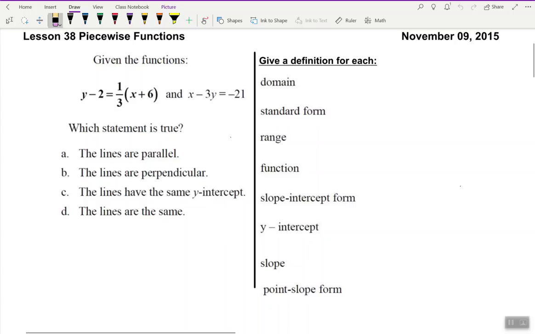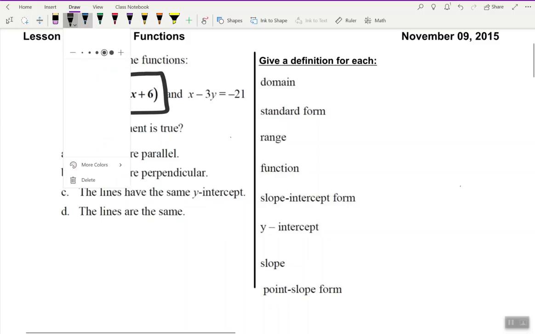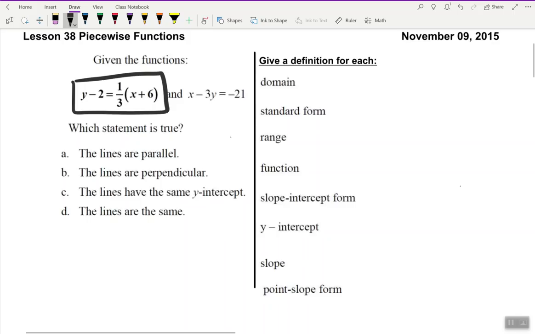This is lesson 38. Here's your warm-up. So do this and then come back to it. So do it, hit pause, and then come back. Given the functions, so we've got a function here in point slope form, and we've got another function in standard form.